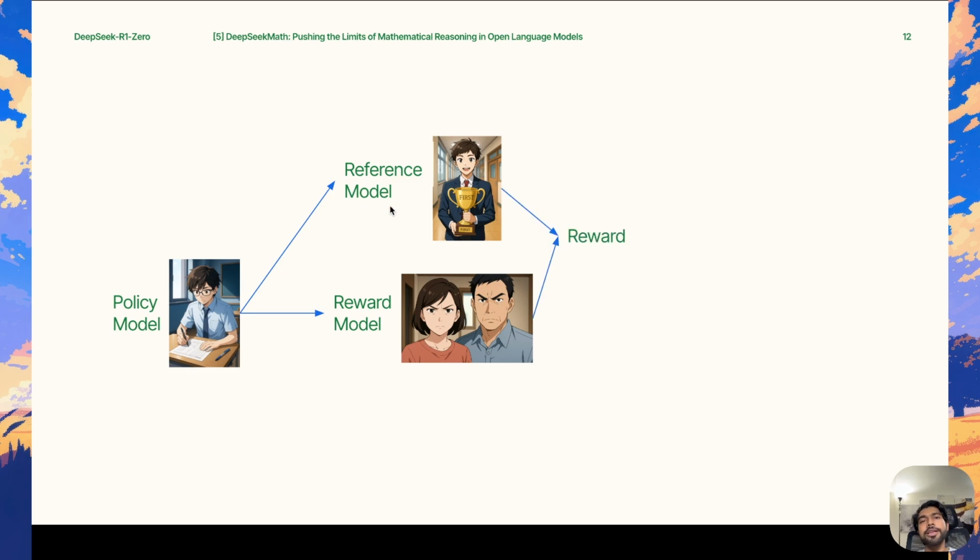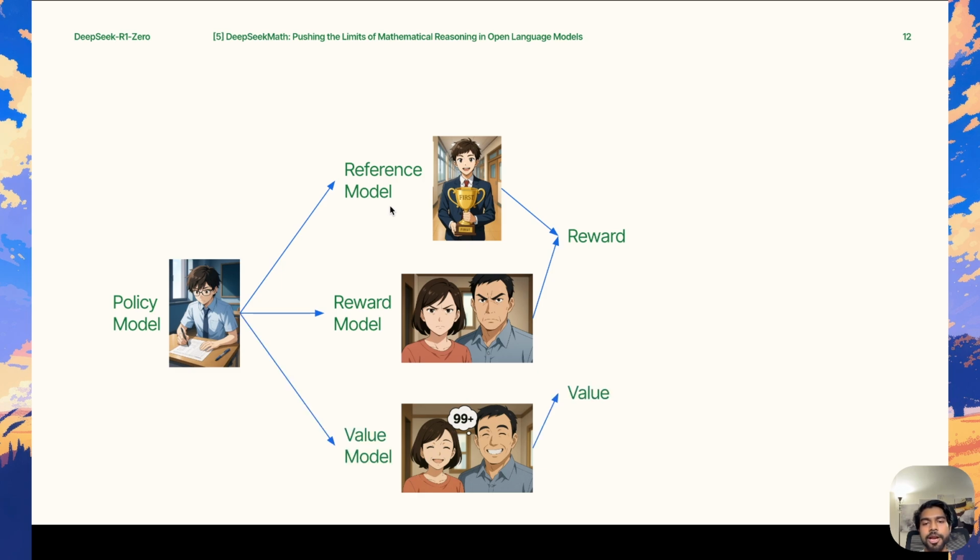But we are not done yet. Each time I take an exam, my parents already have a certain expectation of how I will do before they even see the results. This expectation comes from the value model. The difference between the actual reward and the expected value is what determines how much scolding I get. This difference is known as the advantage.